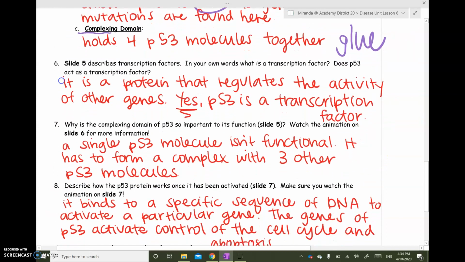Okay. Then we have transcription factors. A transcription factor is a protein that regulates the activity of other genes. Okay. And so it's kind of in charge almost, right? So a transcription factor basically says, yes, you're turned on, no, you're turned off, etc., etc. It's kind of like the director.